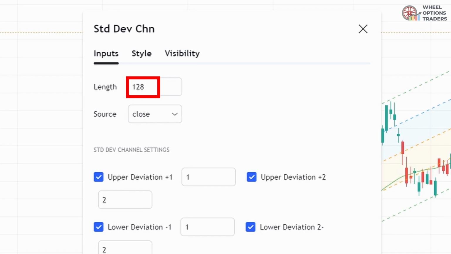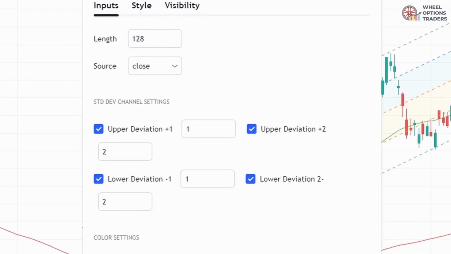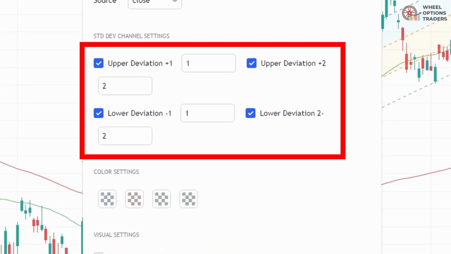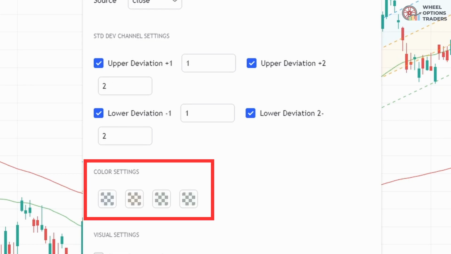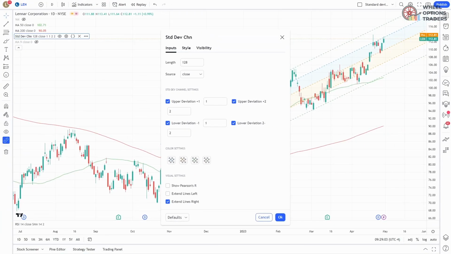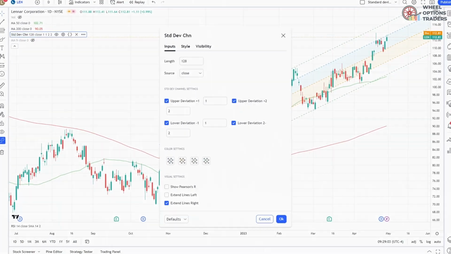That's the time frame I use for my stock analysis. You can also change that to suit your time frame of choice. Here you see different deviations, so best to keep them selected unless you want less lines. You can change colors here if you want, and that's about it. You can use that with all your charts.